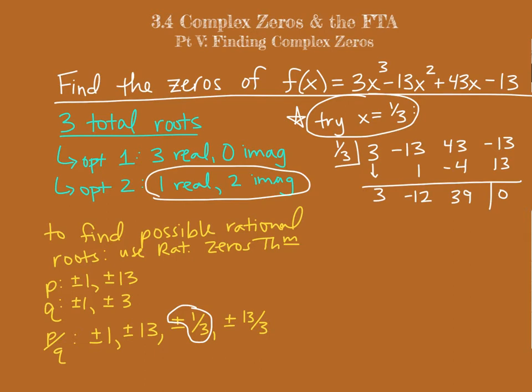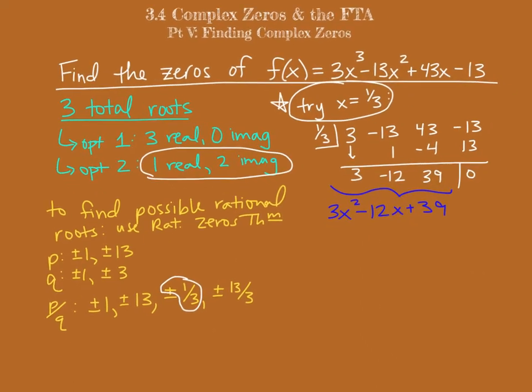Now what we have is a quadratic. Since we started with a cubic, we had to do successful synthetic division one time to bring it down to a degree 2 polynomial, a quadratic. We have 3x squared minus 12x plus 39. Once we have that quadratic, we can use the quadratic formula. This is definitely not factorable. How do we know that? Because we know that the other two roots are imaginary, and we have to use the quadratic formula for it.